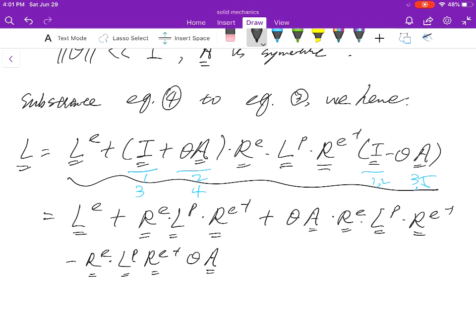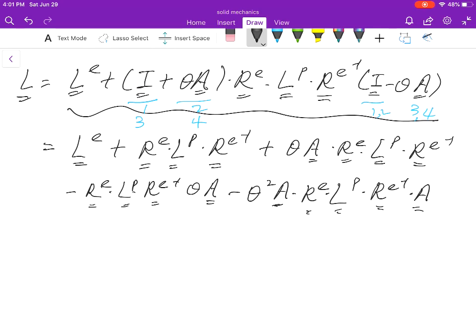And finally we have the, oh no, sorry, here it's not the fifth part, here should be the fourth part. So it should be the fourth part, and we get theta A RE LP RE inverse and A. So this is what we get.